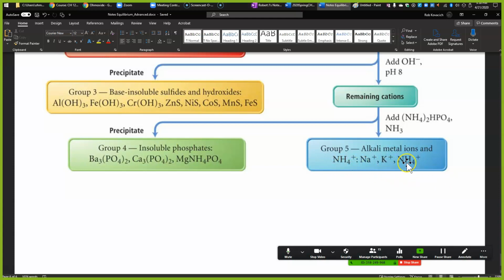I don't know why this one's written twice, but whatever. These 3 ions. They are soluble in water. They're soluble in everything, right? So you weren't going to be able to add anything to them to get them to precipitate out.